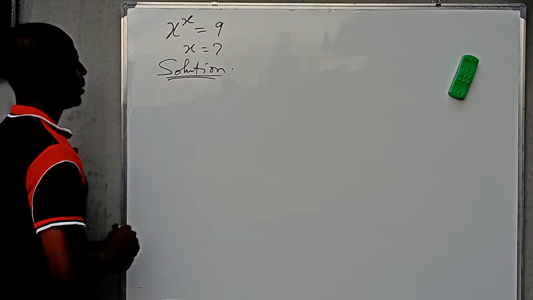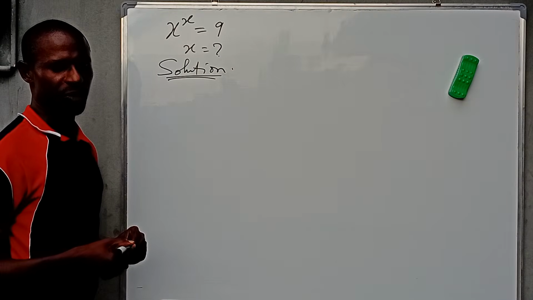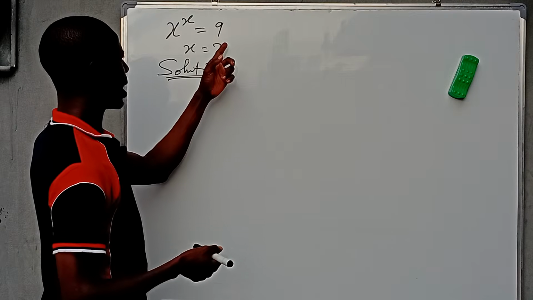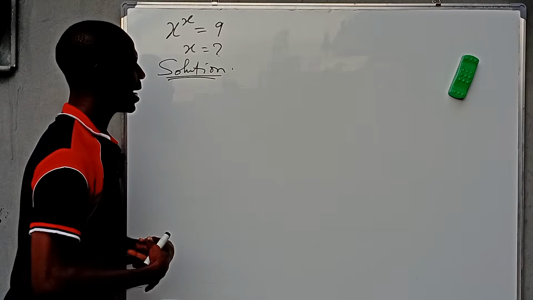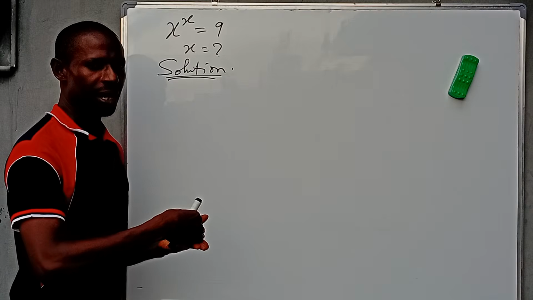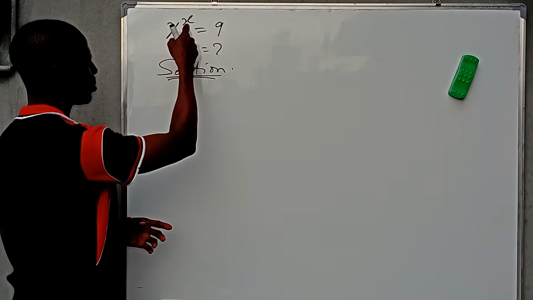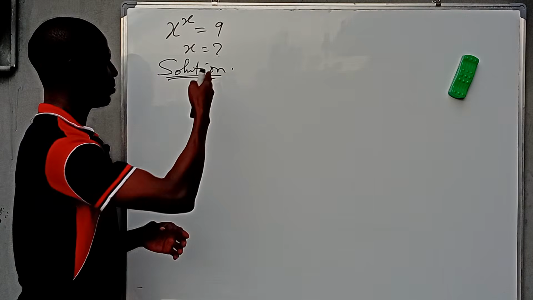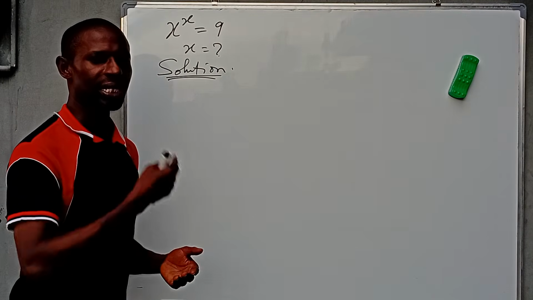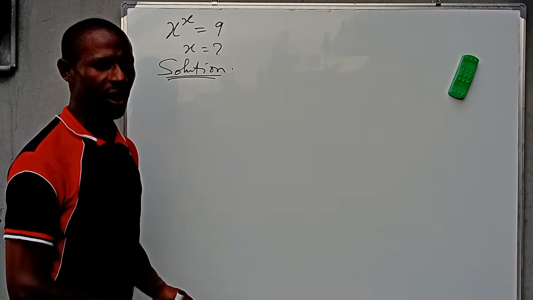Okay, the first thing we're going to do here is to rewrite this part of the equation, or we first of all ask ourselves, is there any way we can express 9 in the form of a certain number raised to itself, because what we have here now is x raised to itself. So if we can get a number such that it is raised to itself on the right hand side, then we can easily solve for our x.